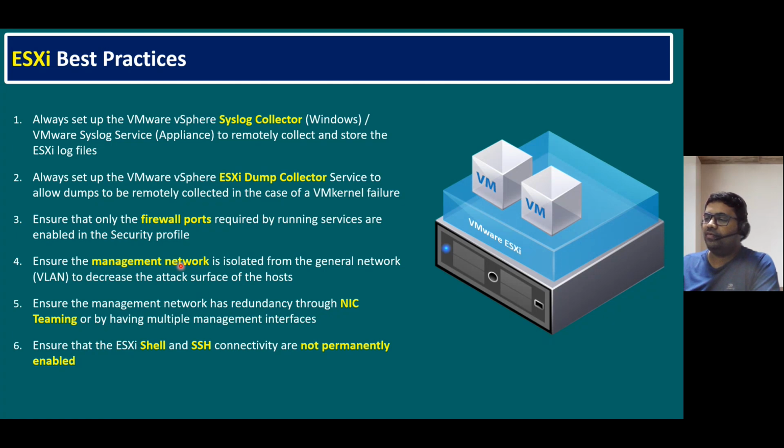Like the management network has VLAN 10, the vMotion network will be VLAN 11, the virtual machine network will be VLAN 12, and so on.